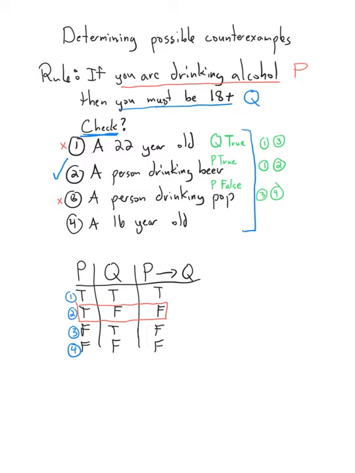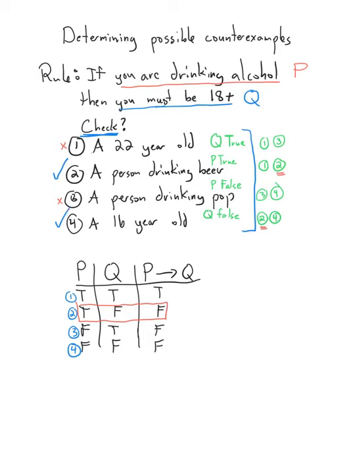The 16-year-old, well, are they 18 plus? They are not. So that means that the then part of this rule is false. So they're either in rows 2 or 4. So is it possible that they're in the dreaded row 2? Absolutely. So we would have to check whether they are drinking beer or alcohol, I guess, whether P is true. So we would need to check person 4.